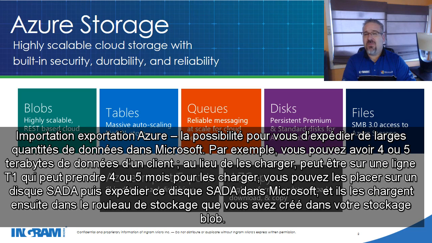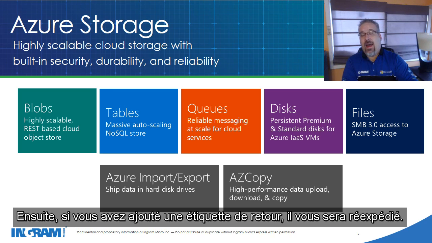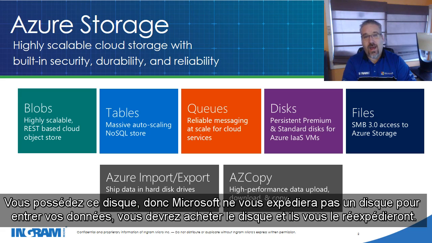Azure Import Export is the ability for you to ship large amounts of data into Microsoft. For example, you might have 4 or 5 terabytes of data from a customer. Instead of uploading it on a T1 line, which might take you 4 or 5 months, you could put it on a SATA drive and ship that drive into Microsoft, and they would upload it into the storage vault that you created in your blob storage. Again, I spoke about that earlier as being a repository for data. And if you attach a return waybill number to that, the drive would also be shipped back to you. You own that drive, so Microsoft won't ship you a drive for your data to be put on. You'd have to buy the drive and then ship it back.